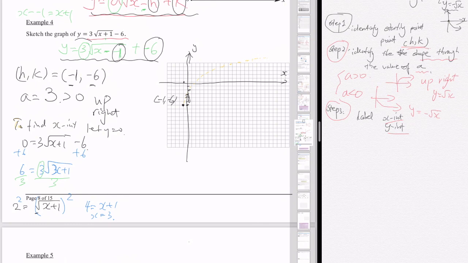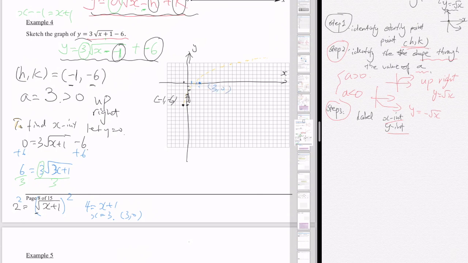Okay, so now my x-intercept will be (3, 0). Okay, so now I can see, 1, 2, 3, that's my x-intercept, (3, 0).